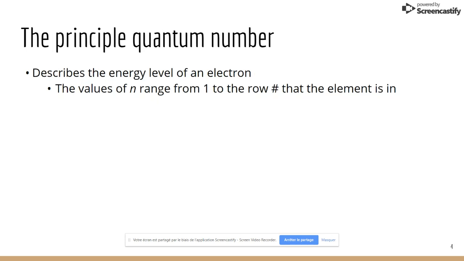So the first quantum number, I think, is the easiest one to understand. It is just the energy level of the electron. The principal quantum number is n, and that can range from 1 to the row number that the element is in. So for example, hydrogen can only have n equal to 1, at least in the ground state, more on the ground state a little bit later on, whereas something higher up on the periodic table, say something in the third row, can have n equal to 1, n equal to 2, or n equal to 3.